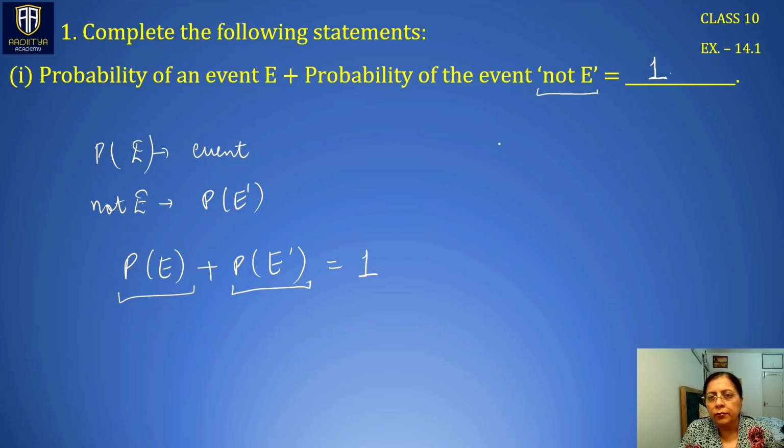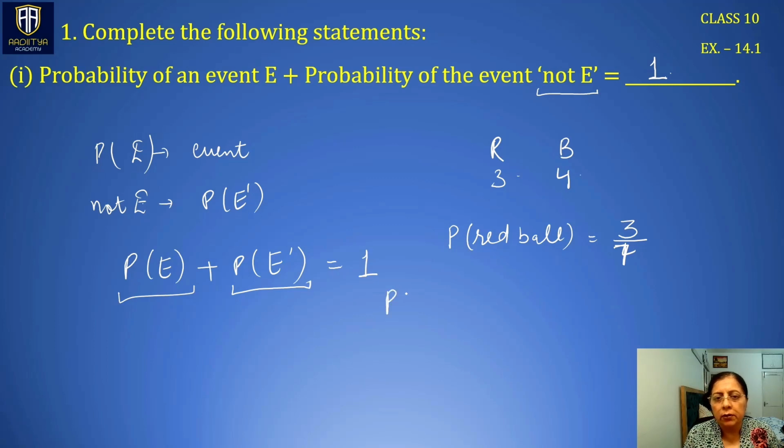If we have 3 red balls and 4 black balls in a bag, what is the probability of drawing a red ball? The probability of a red ball is the number of favorable outcomes upon total outcomes. Total are 7, 3 plus 4, 7. So the probability of a red ball becomes 3 by 7.